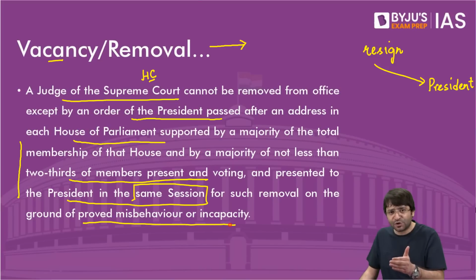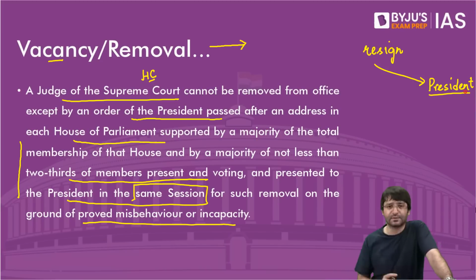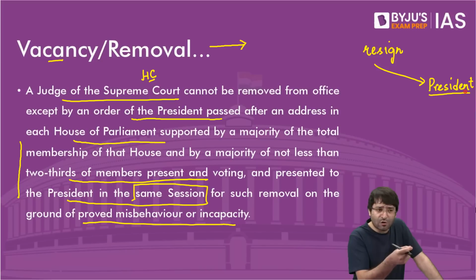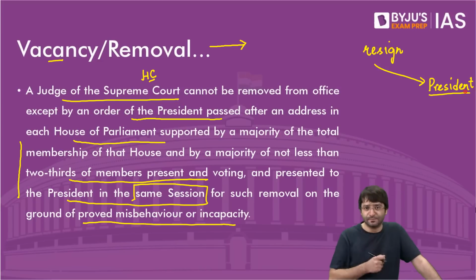Which means, how is the judge of the Supreme Court and High Court removed? Removed by the President. That means by the order of the President. How? If both houses of the Parliament, Lok Sabha and Rajya Sabha, separately will pass a resolution by 2/3 of the members present and voting, plus majority of the total membership of the House, which means special majority, but in the same session. Which means if this motion calling for the removal of a judge was introduced in the budget session, in the same session it is to be sent to the President.